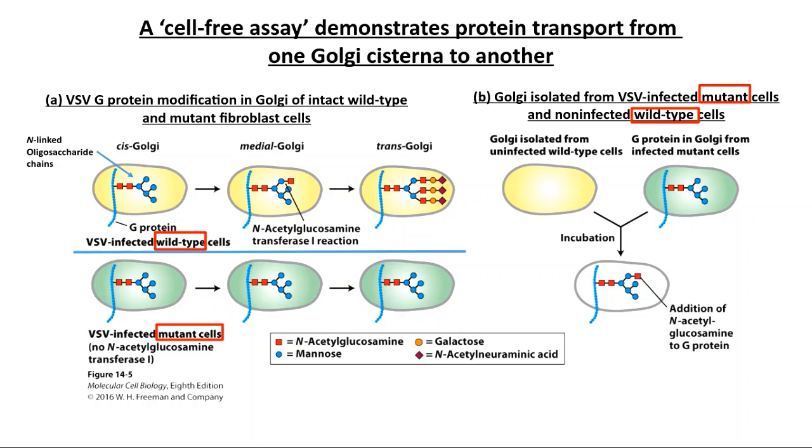Excuse me, totally forgot to switch on the mic. So we are talking about the cell-free assay, which demonstrates protein transport from one Golgi cisterna to another. So far we have discussed the protein movement from ER to Golgi to cell surface or from ER to cis Golgi. Now we are going to discuss what happens within the Golgi network itself. That means cis Golgi, medial Golgi, trans Golgi.